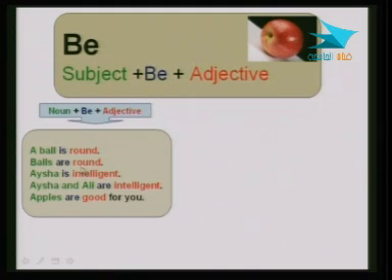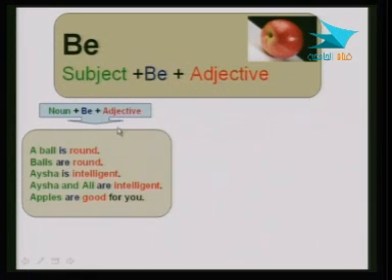So balls are round. Aisha, that's singular, a name of a person, is intelligent. Aisha and Ali, that's plural because we have two persons, are intelligent. And apples are good for you. Apples, more than one. If we only have one, we would say an apple is good for you. This apple, anything like that, is good for you.